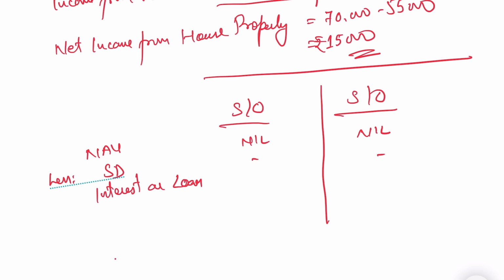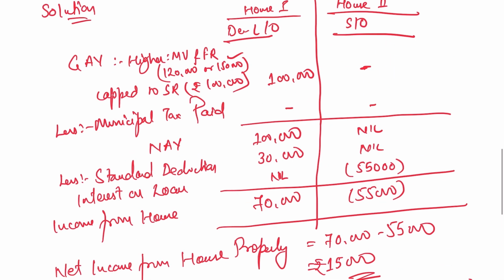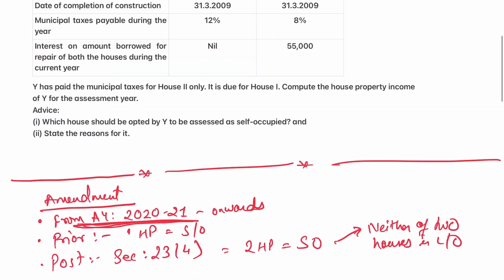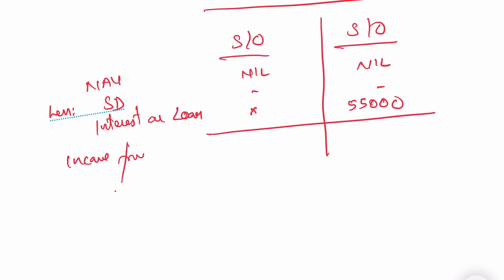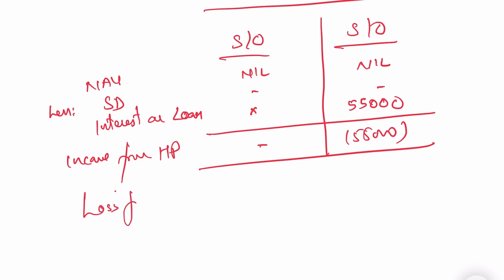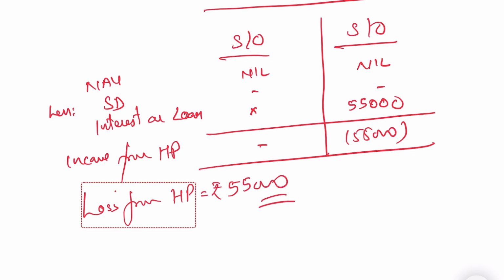So interest on loan, there is no interest on loan in case of one. Again, I'm going to show you before concluding. And 55,000 in case of two. So income from house property, I'm writing shortcut, please avoid for examination. 55,000, that means we have loss from house property, that is rupees 55,000. I hope you agree in case we take both the houses as self-occupied.